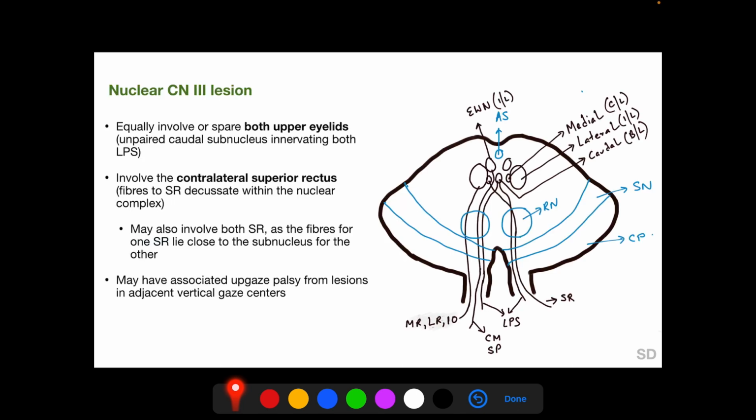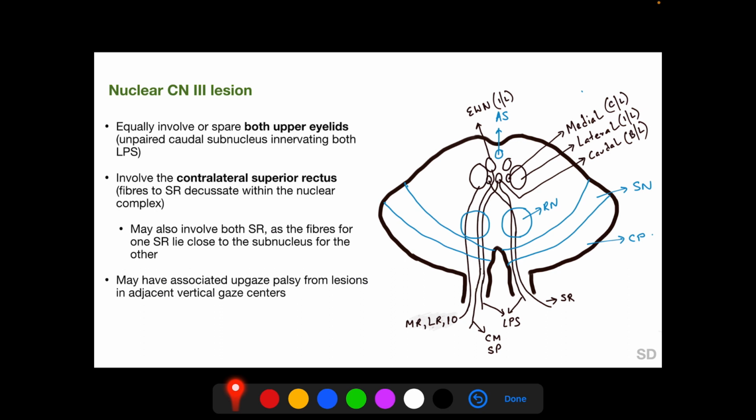Lesions in the nucleus of the third cranial nerve can equally involve or spare both upper eyelids. So either the two upper eyelids will be involved, which will indicate a nuclear lesion, or the two upper eyelids are spared, which also indicates a nuclear lesion. And this happens because the nucleus supplying the levator palpebrae superioris of either eye is an unpaired structure called the caudal subnucleus. A nuclear lesion of the third cranial nerve also involves the contralateral superior rectus, because fibers to the superior rectus decussate within the nuclear complex.